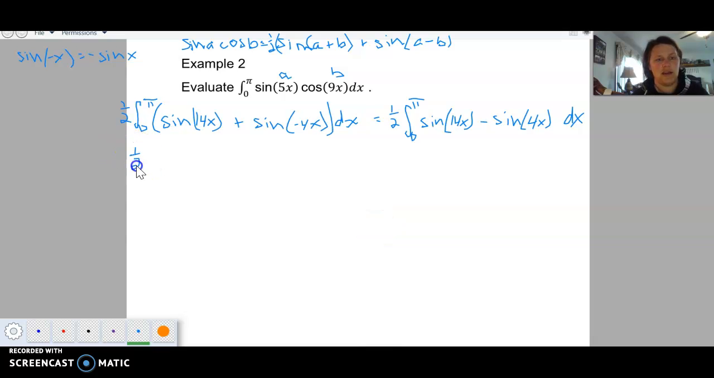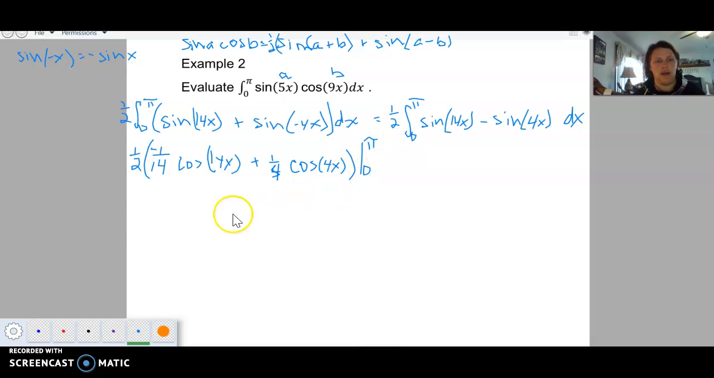So now we have 1/2 times 1/14, and then when we go from sine back to cosine, that's when we're going to get our negative. So negative 1/14 cosine of 14x minus 1/4, and then again negative cosine. So I'm going to change my sign there, negative cosine of 4x, and that's all multiplied by 1/2 and evaluating from 0 to pi.